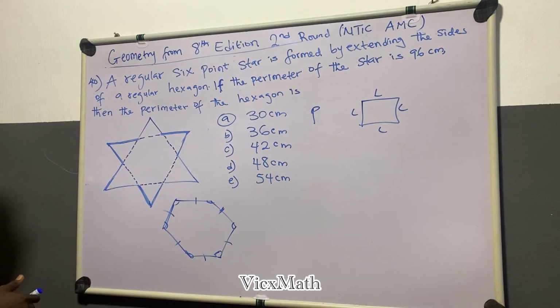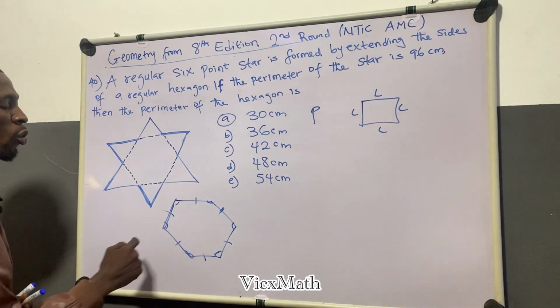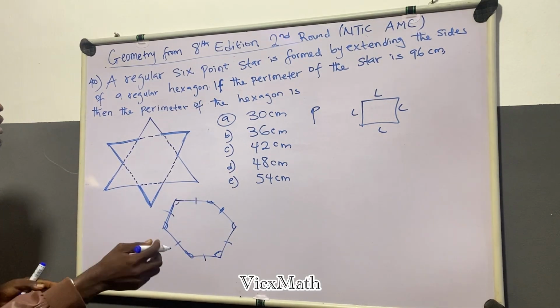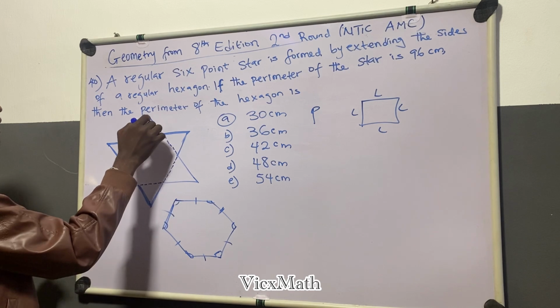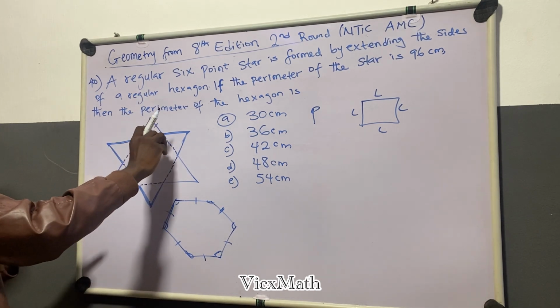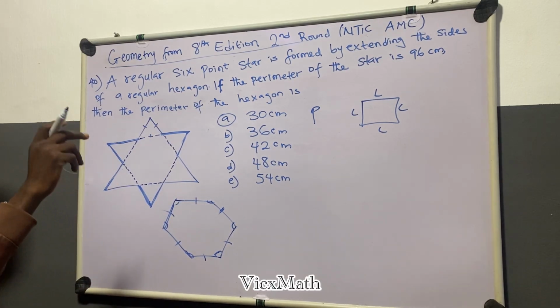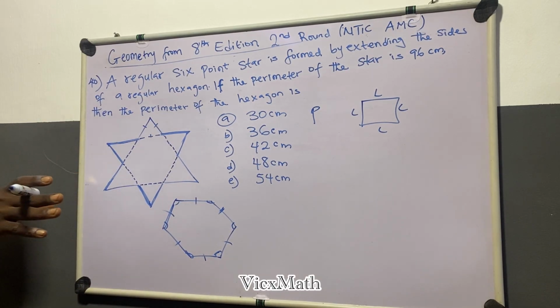So it is a hexagon. Another very important thing: they said regular. That means all sides are equal. Here and here is equal. Forming this star, this is equal to this and equally to this. The star is forming how many triangles here? 1, 2, 3, 4, 5, 6 triangles. And each of these triangles is what we call an equilateral triangle.